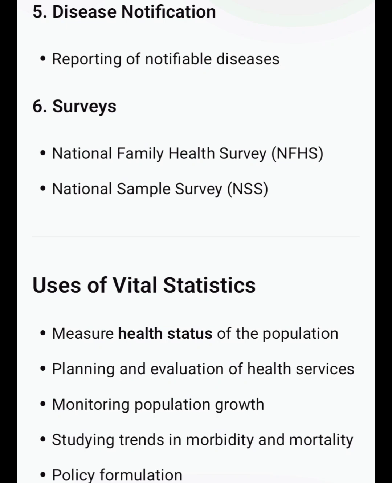Okay, what is the main use of vital statistics? The first one, measuring the health status of the population; second, planning and evaluation of health services; third, monitoring population growth; fourth, studying trends in morbidity and mortality; and fifth, policy formulation. So this is about the uses of vital statistics.